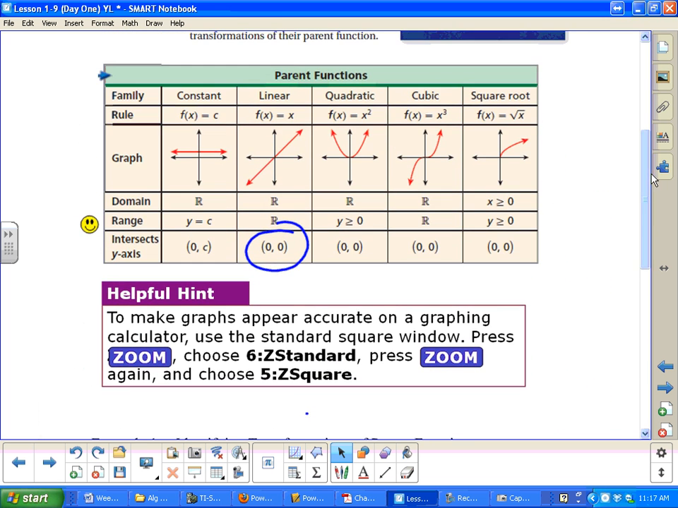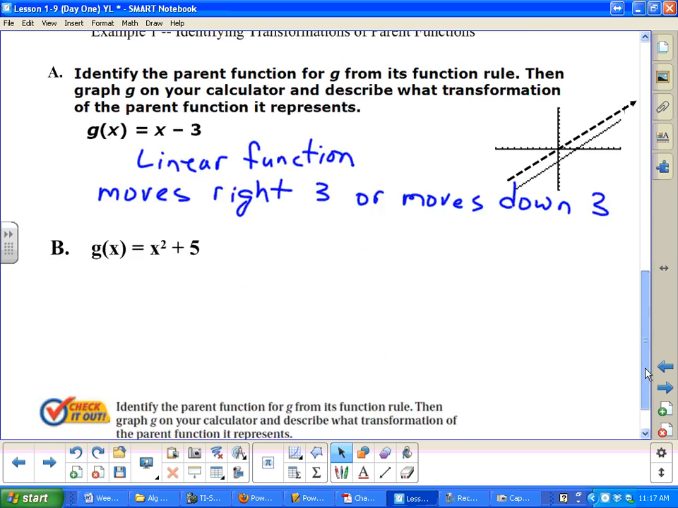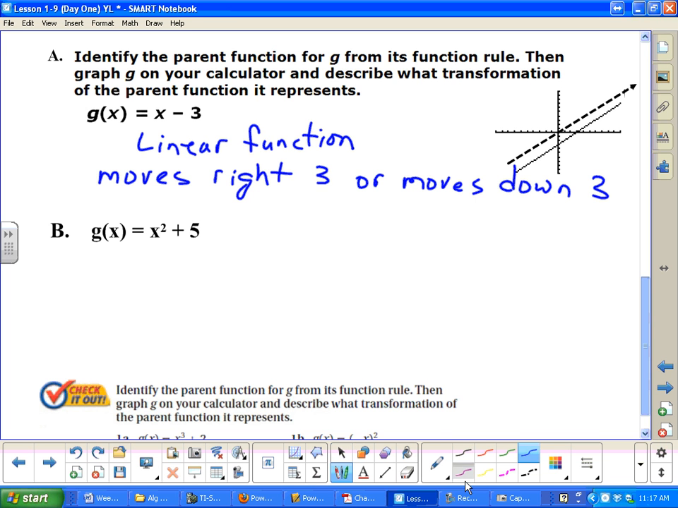Which one's the parent function then, Megan? Like I said, we're looking for the power. Where's the power at? Okay, it's quadratic, as x squared, so it's quadratic. So this is a quadratic function. And here's how we'll tell the difference then, okay? So graph that on your calculator.